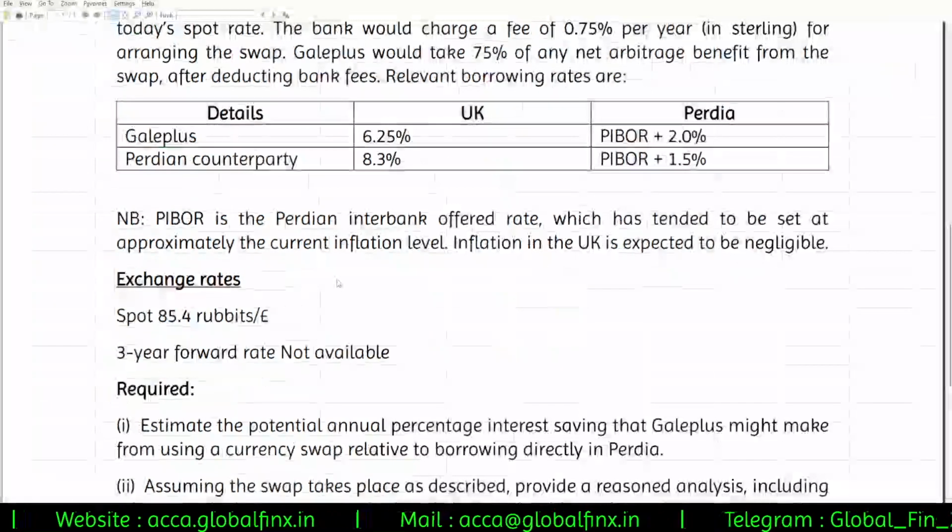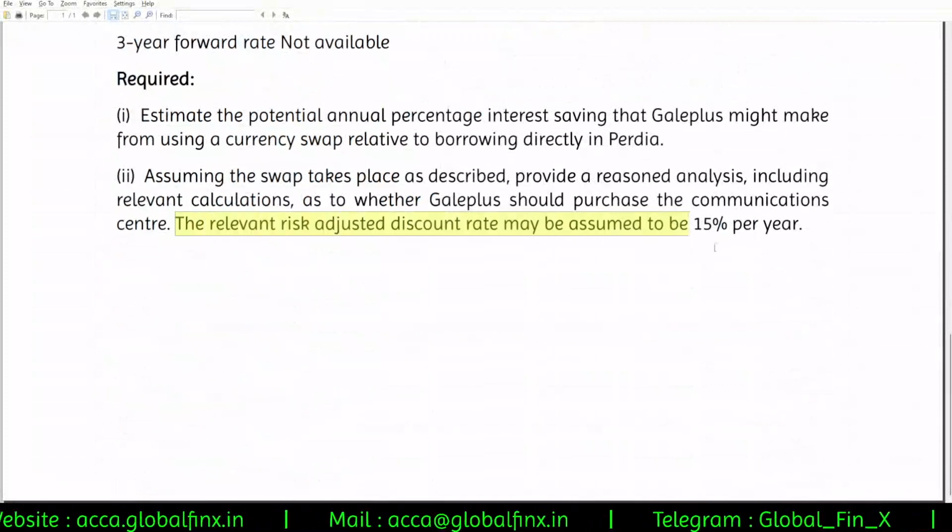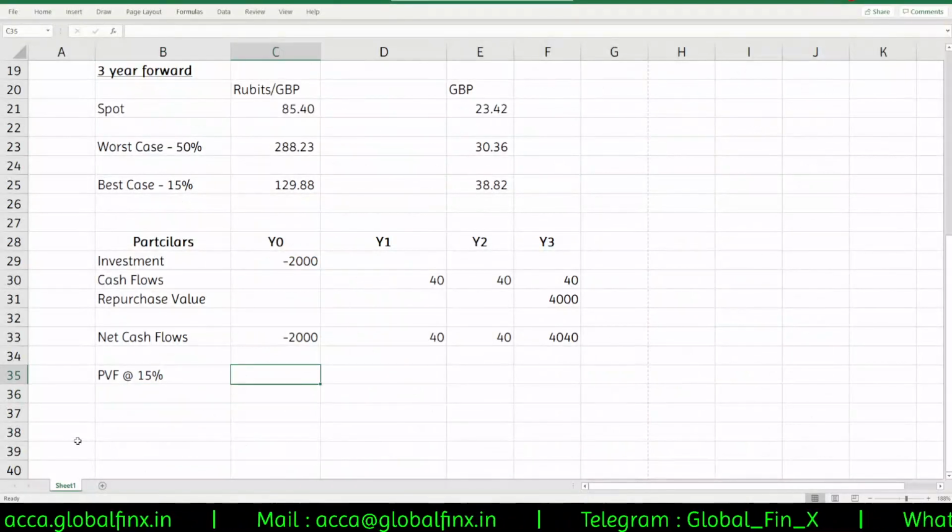15%. Sir, why 15%? Go back to the question. The relevant risk adjusted discount rate may be assumed to be 15% per year.